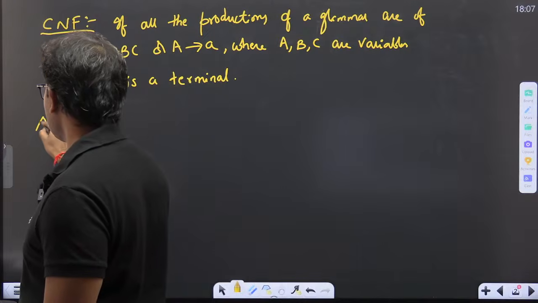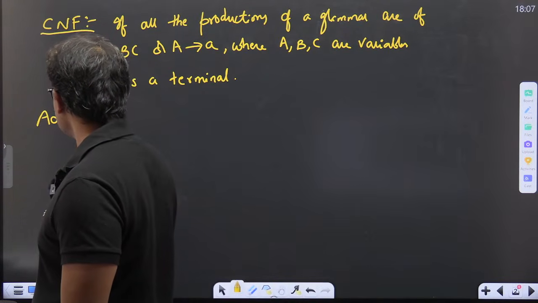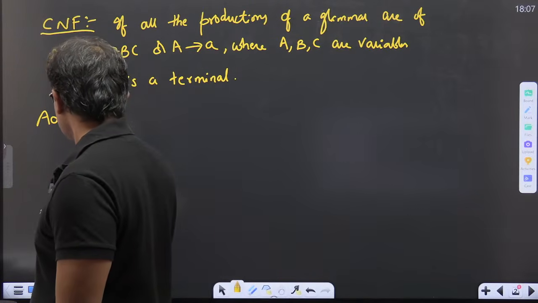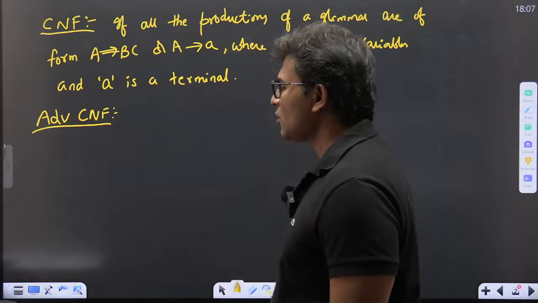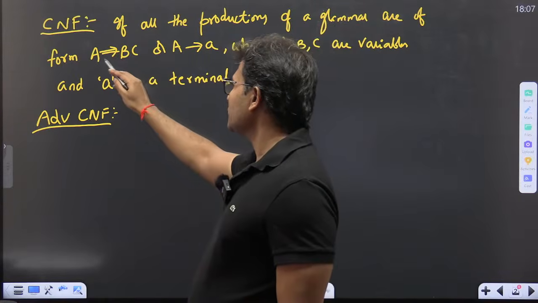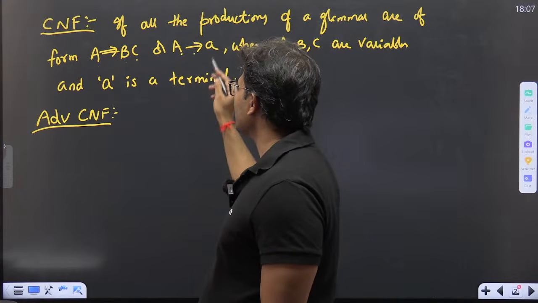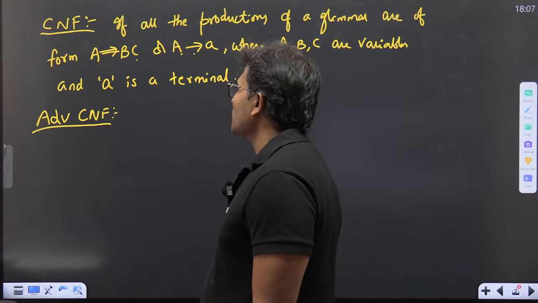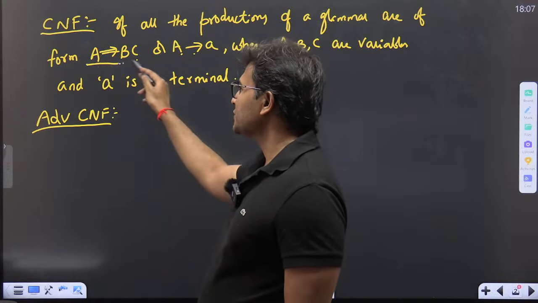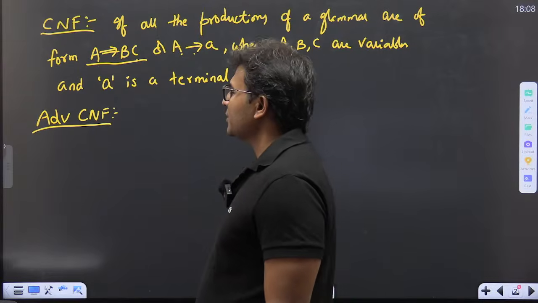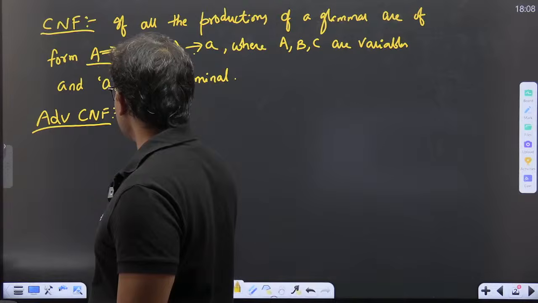What are the advantages of CNF? Why do you use CNF? I will write the advantages of CNF. Right. So one advantage is very clear: the length of the production is always restricted. You cannot have more than 3. The maximum production size is 3. That's it. A, B, C, right? So advantage one is the length of each production is restricted.